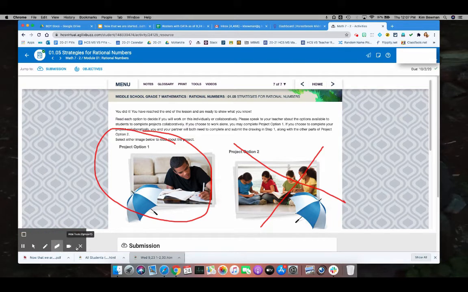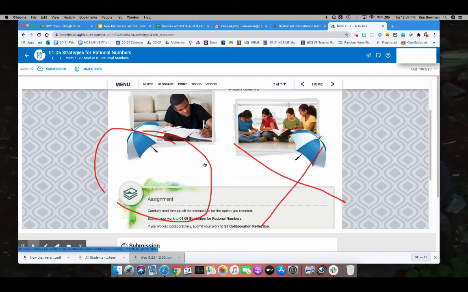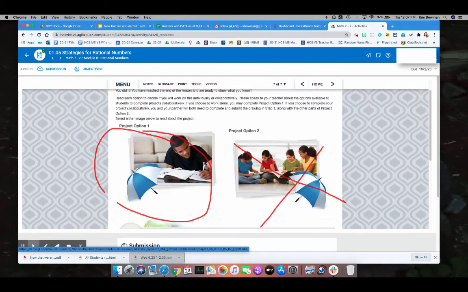I think. Nope. I don't know. I'm not going to sit here and erase it. Anyway, so here's project option 1 that we are going to look at. Sorry about the marks on the screen.